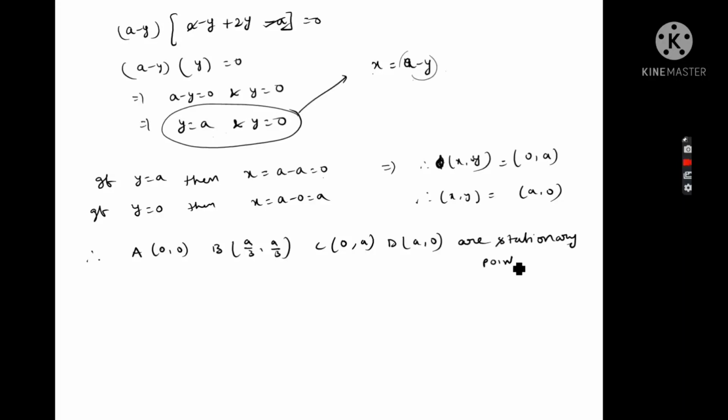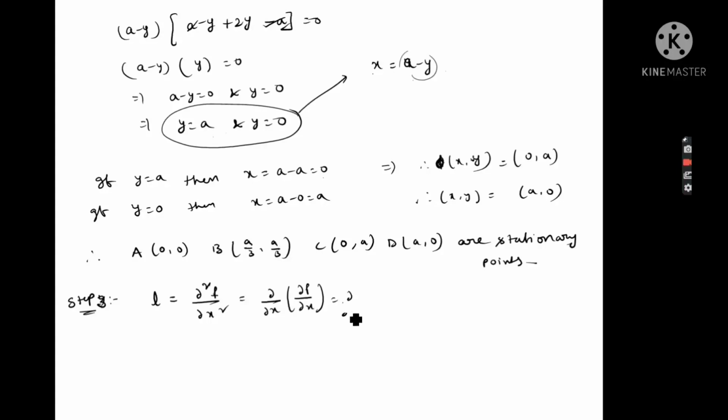Stationary points. Now step 3, I think already completed. Now step 3, L we have to find. L equals, L is nothing but what? dou square f by dou x square. That equals dou by dou x of dou f by dou x.